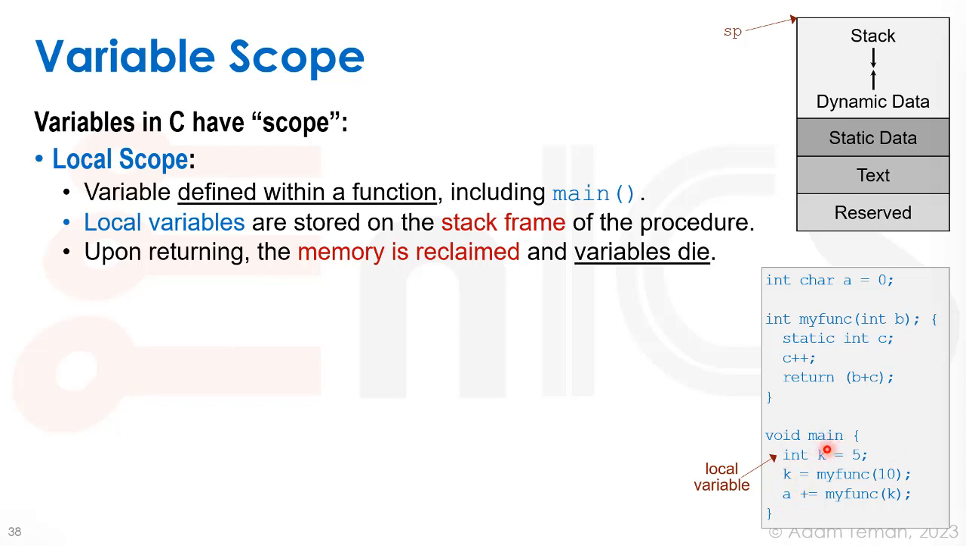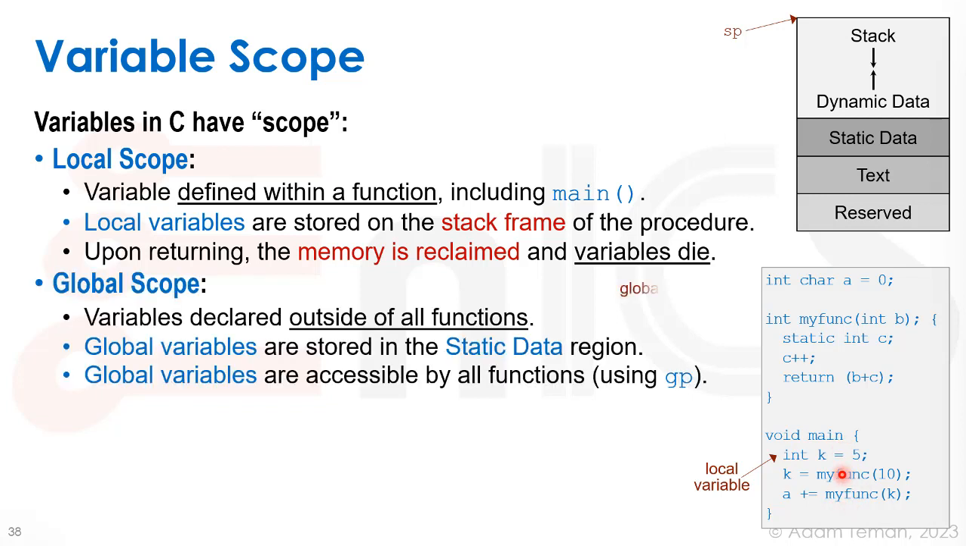Main, again, is not a global. It's a procedure, so it itself has a stack, and this k will be allocated inside the stack frame of main. And when we return from that, we're going to deallocate the memory, and so these variables are going to die. K will die once we exit from main, if we ever exit from main in this case.